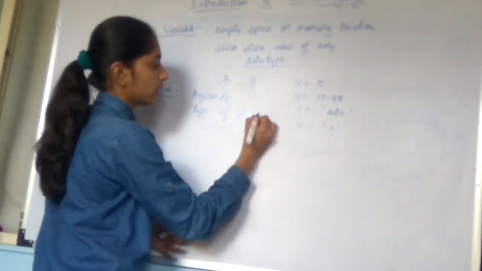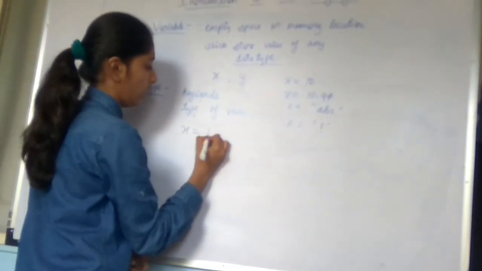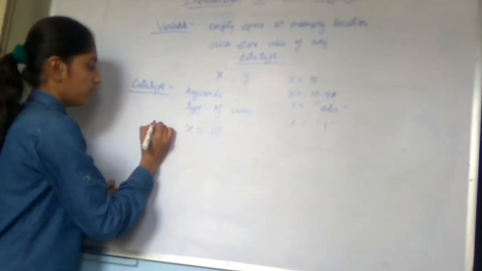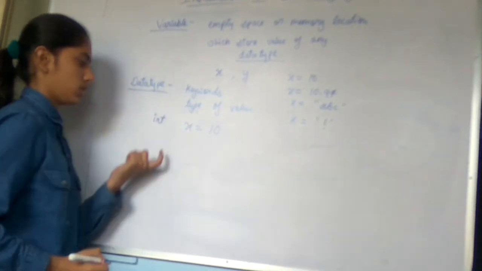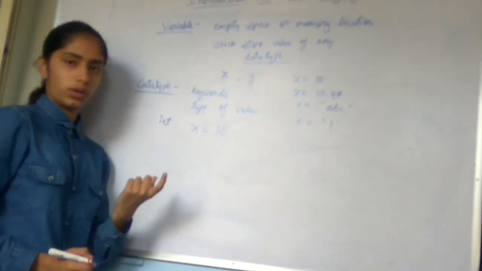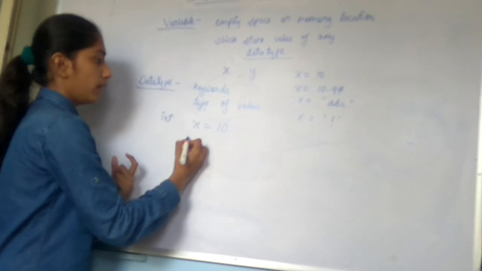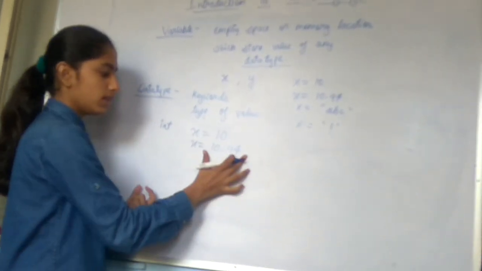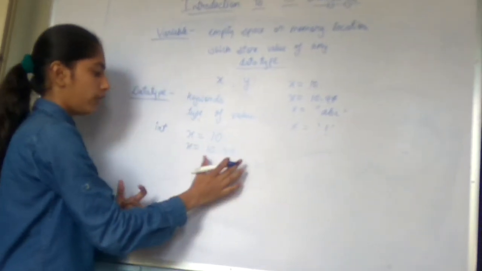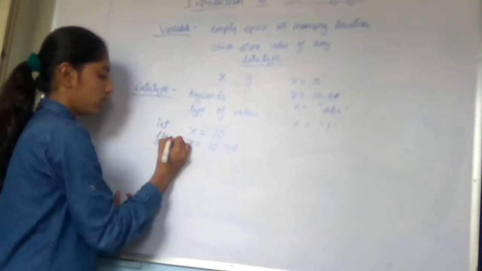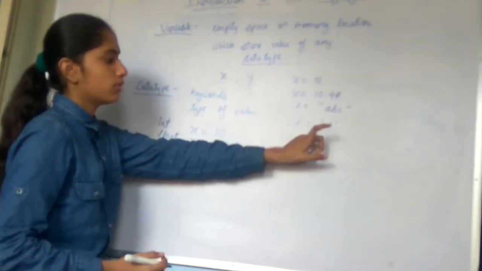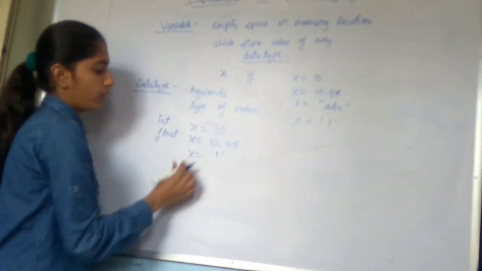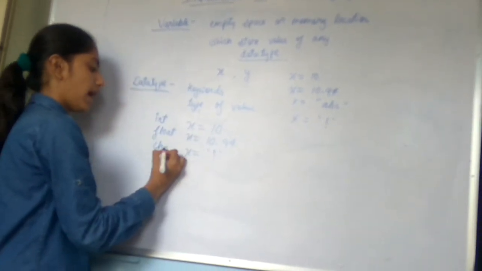Now in the first case, I am using x equal to 10. Here 10 is an integer. So for integer in C language, the keyword int is used. So int is a data type for storing integers. Then while using x equal to 10.94, this is a decimal value. So for decimal, the keyword used is float. And similarly here I am using a character, x equal to 'not'. It is a character. So for this data type, char is used.